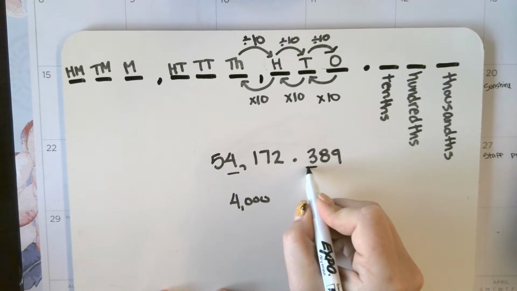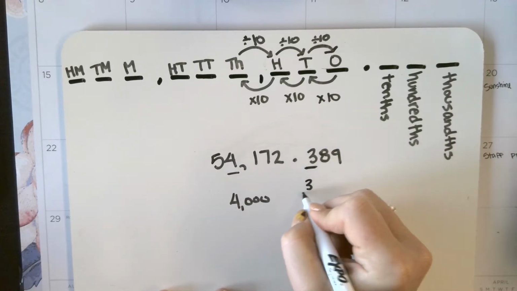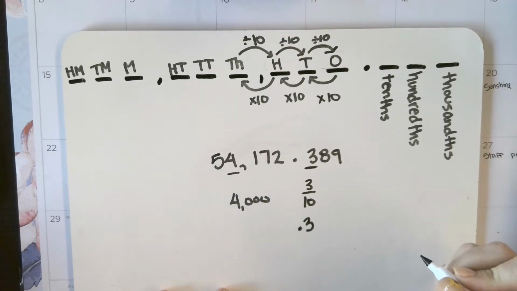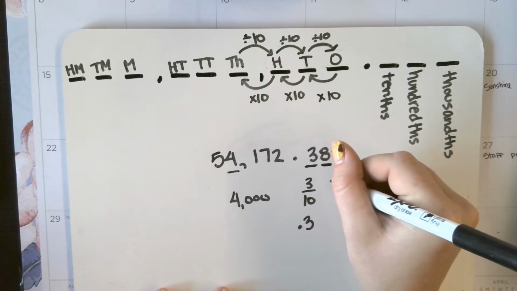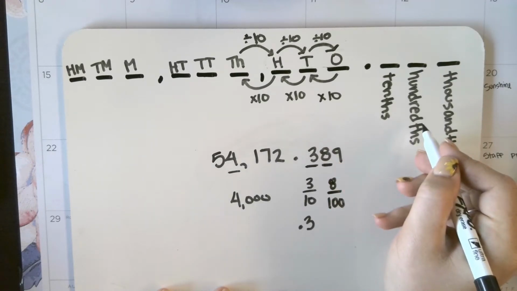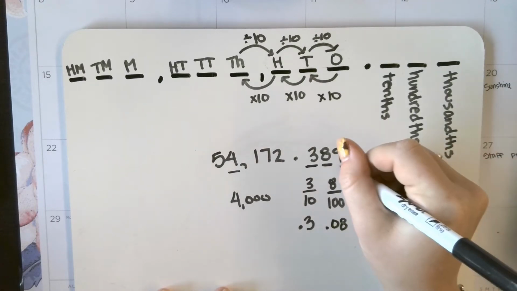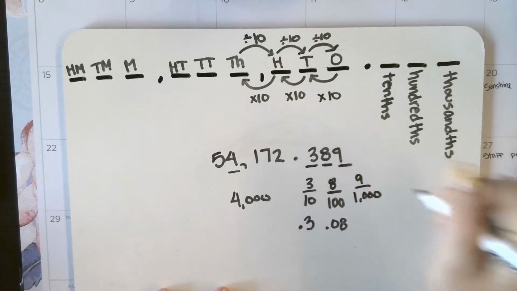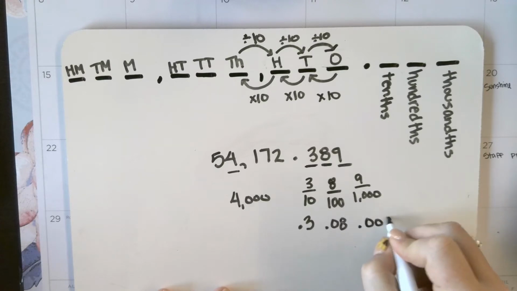The 3 is in the tenths place, so we could say that its value is 3/10, or we could write it as 0.3. The value of the 8 would be 8/100ths because the 8 is in the hundredths place, and we could write that as 0.08. And then last, the value of the 9 would be 9/1000ths because it's in the thousandths place, and we could write that as 0.009.